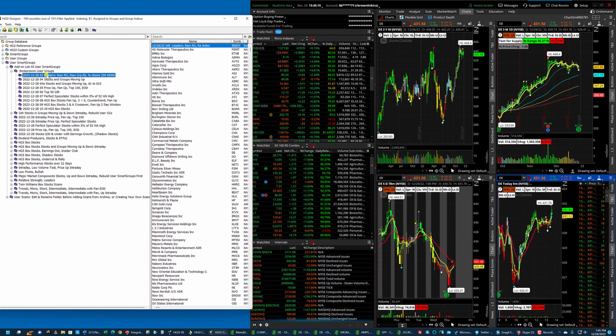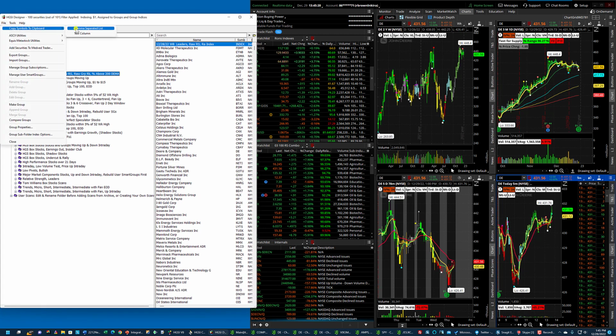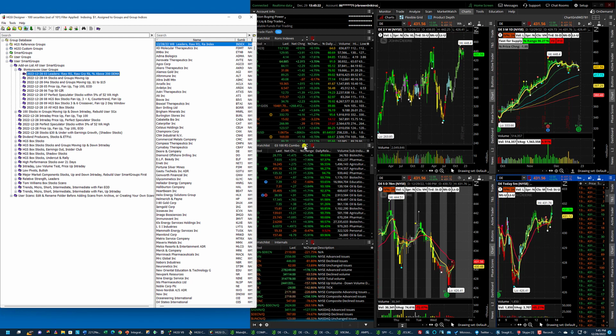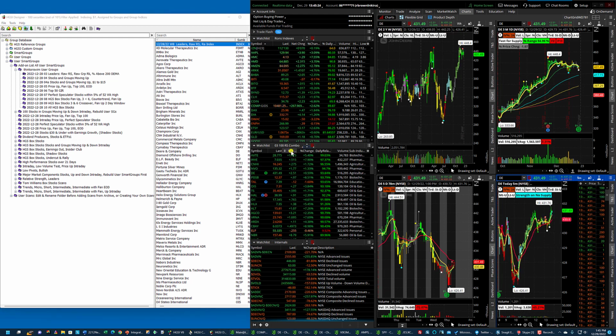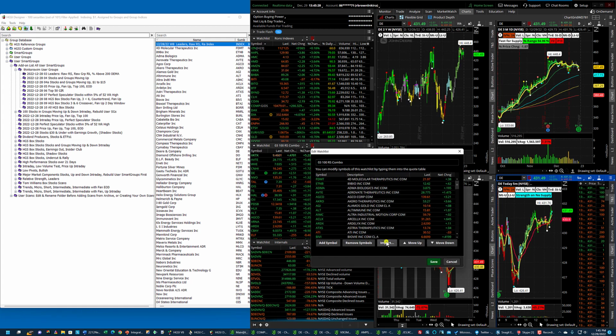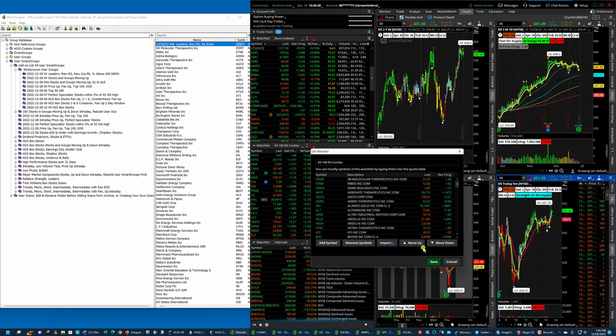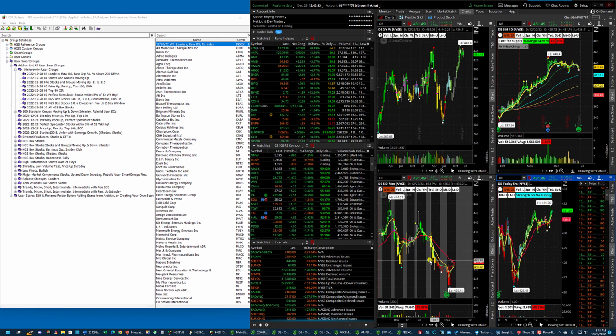you can just click on the link, copy symbols to clipboard, comma separated list, and then click on this, edit the list, and then import, paste from the clipboard, and it's going to replace the current symbols. So it will wipe the current symbols out and replace it with the symbols from the new day. These are going to be the same, of course, because I've already done it.